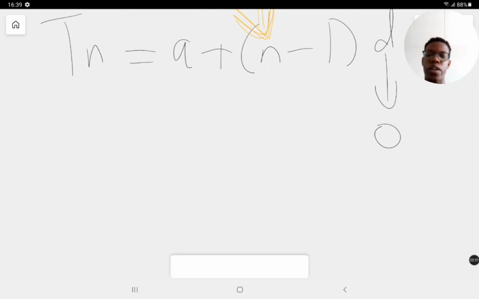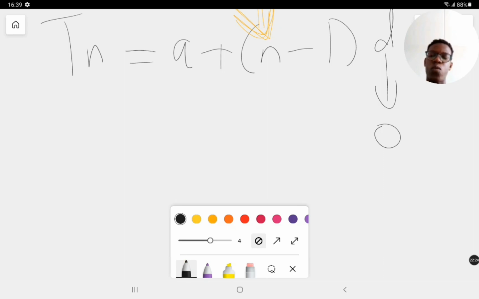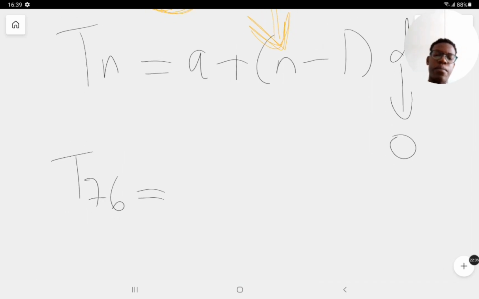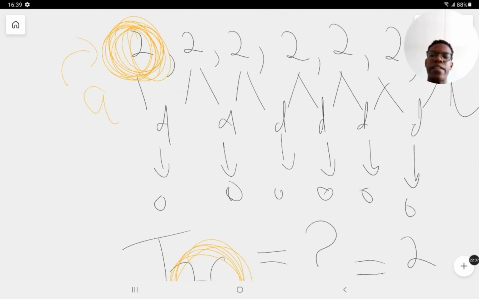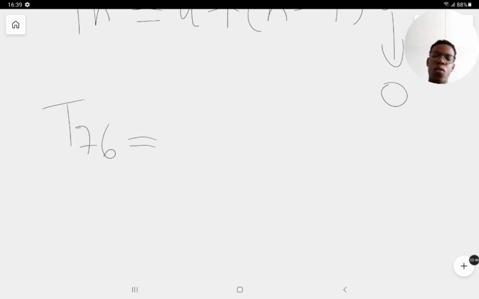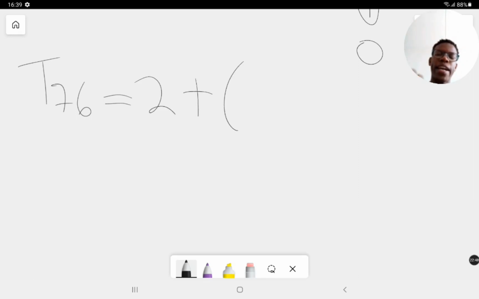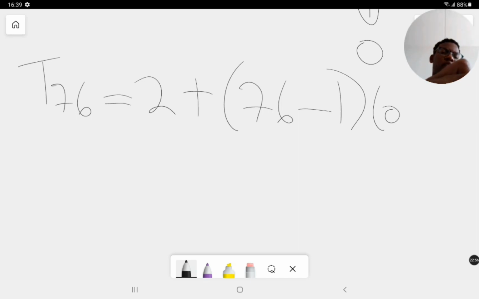So what you are going to see here is that we get T, instead of n, we write 76, is equal to a. Remember, a is the first term, and the first term is 2. So instead of writing a, we put in 2 plus open bracket n is 76 minus 1 times our common difference, d. And then we can solve. What do we get when we solve?